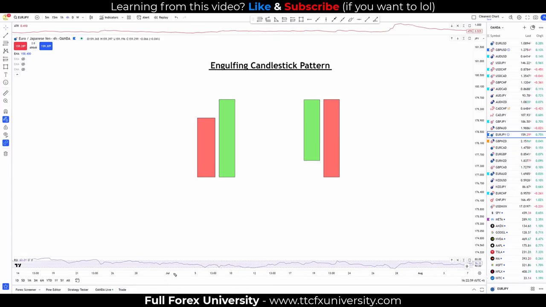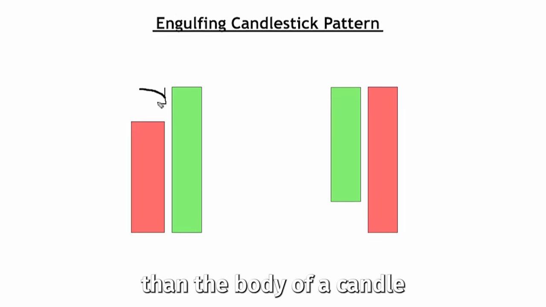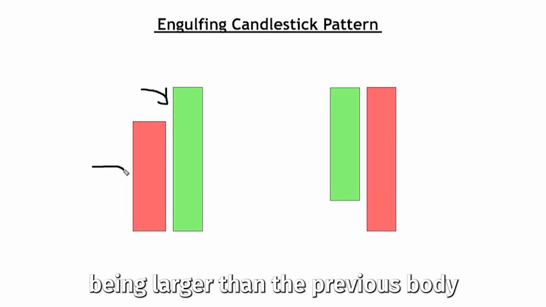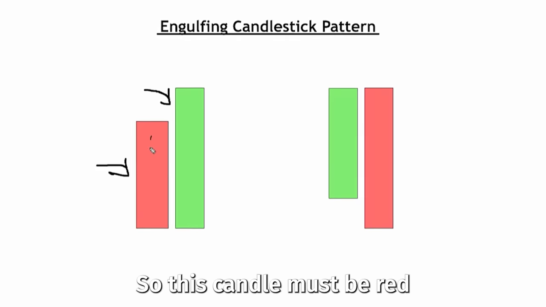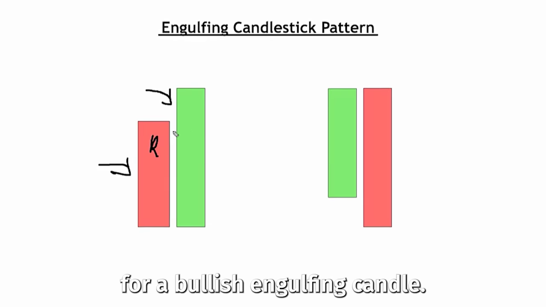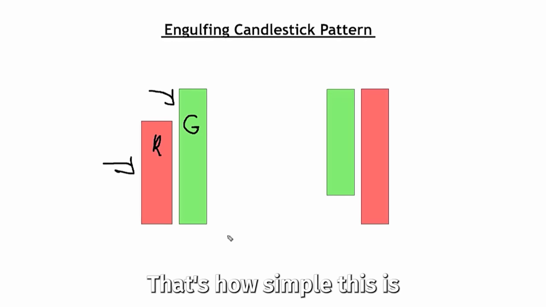So this very simple pattern is nothing more than the body of a candle being larger than the body of the previous candle. And it does need to be a color change. So this candle must be red for a bullish engulfing candle, and the engulfing candle must be green. That's how simple this is.